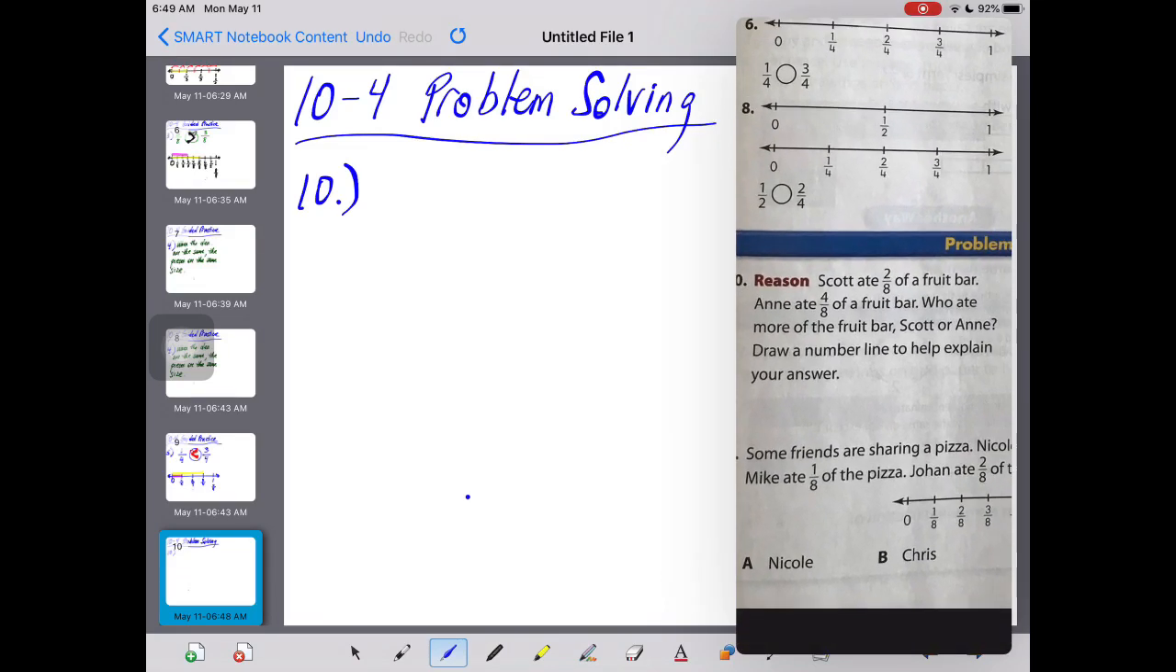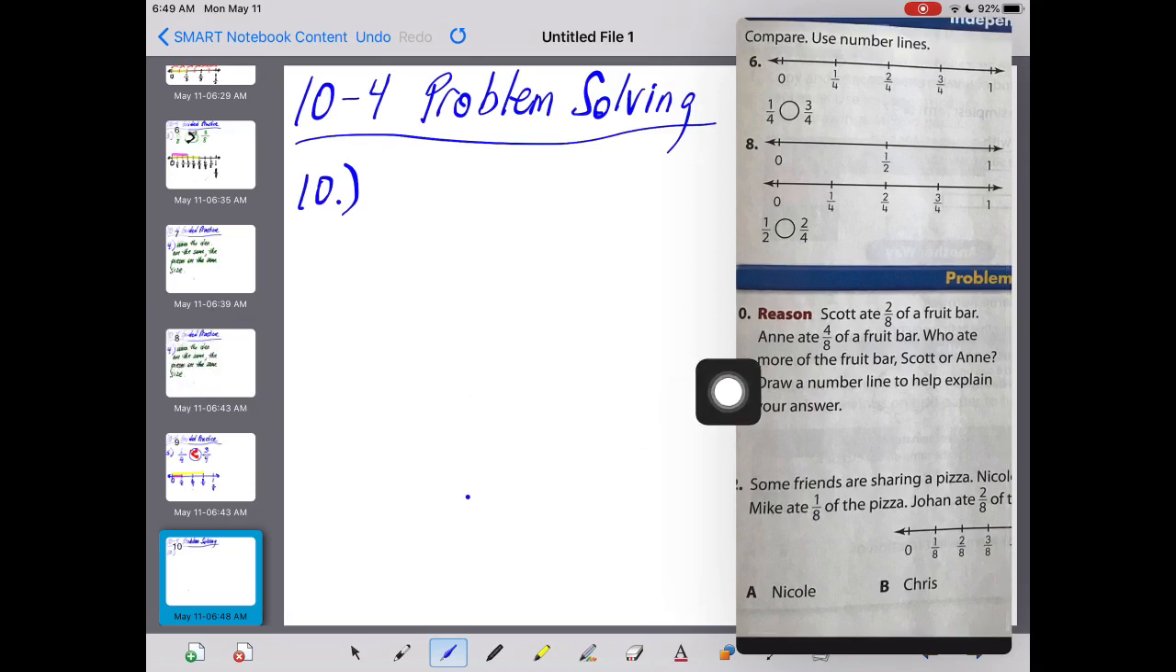Okay, so we're on page 251 and number 10. It says that Scott ate 2/8 of a fruit bar and Ann ate 4/8 of a fruit bar. Who ate more of the fruit bar, Scott or Ann? That's your question. It says draw a number line to help you explain your answer. So at least you know what to do.